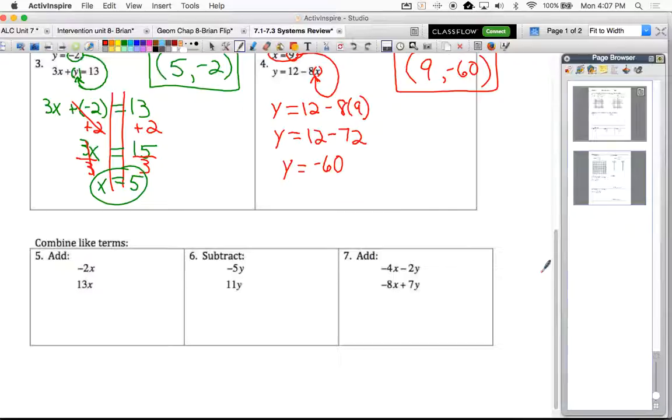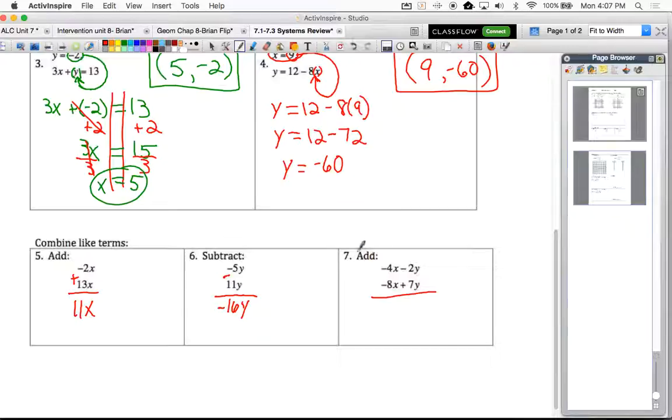All right, so another thing that we're going to be doing with our methods is using the elimination method on the backside, which requires us to combine two equations together. So let's just practice that. If it says to add these equations together, or add these expressions together, then we're just going to add -2x plus 13x, so that would be a positive 11x. That's all you've got to do there. Next one, it says to subtract, so we're going to put a little subtraction sign in there. -5y minus 11y, so -5 minus 11 is -16y.